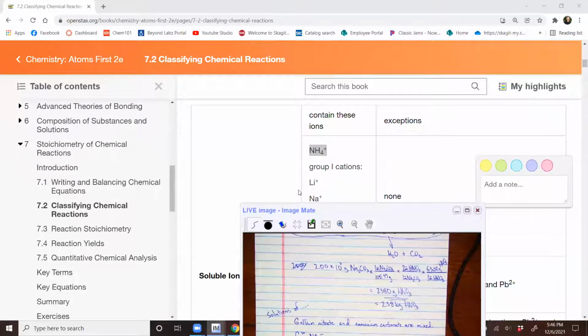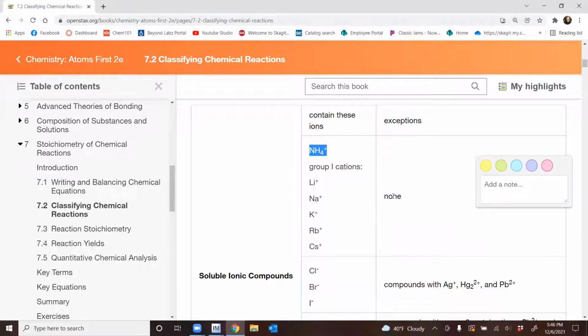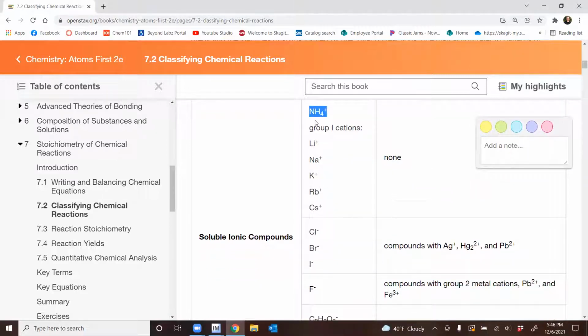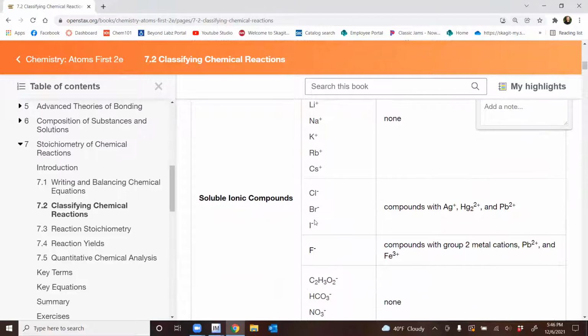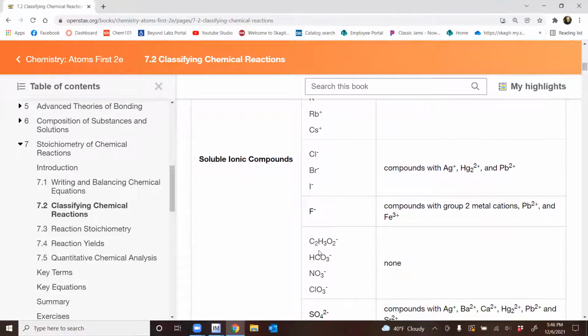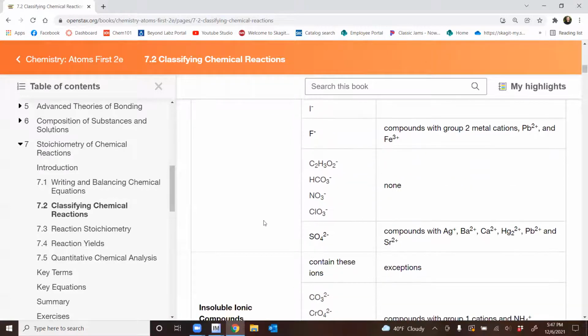So now let's look for gallium or carbonate anywhere in these tables. I'm not seeing gallium or carbonate any place in the soluble ions list. Right here, it says these ions make an ionic compound soluble with no exceptions. Nitrate's in there too. So since ammonium and nitrate both make something soluble, I call that kind of compound double supersoluble, which means you could dissolve a metric crap ton of ammonium nitrate in water.